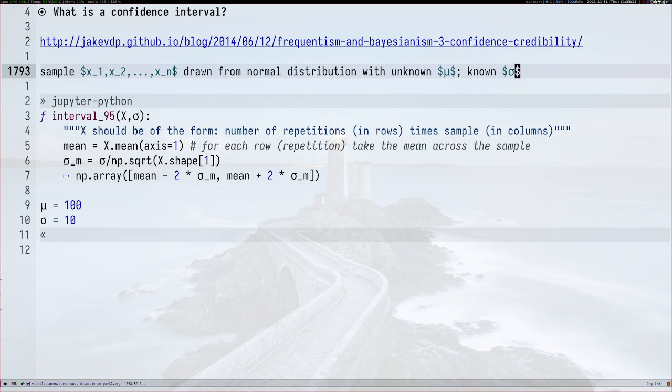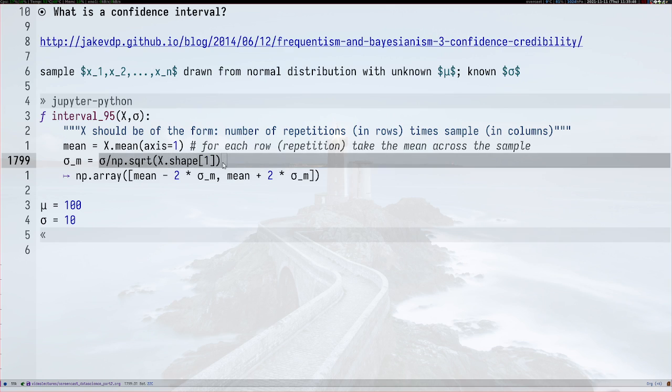Then we can determine the standard deviation of the sample mean. And that's going to be sigma divided by the square root of n. In our case, n is the number of columns. When we look at the variable x and its shape, shape returns 2 numbers. The first number, which has index 0, is the number of rows. And the second one, which is index 1, is the number of columns. So the number of columns is our sample size. And here we take the square root of the sample size, so the square root of n. The expression you see over here is sigma divided by the square root of n.